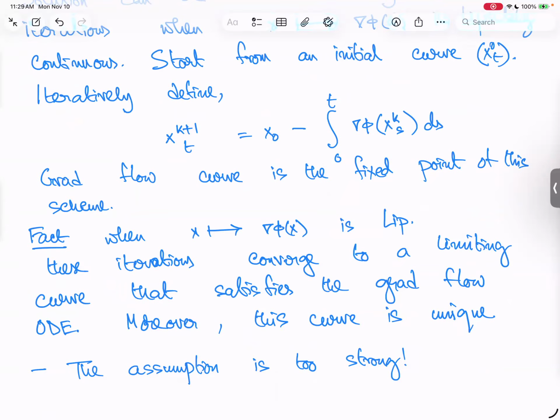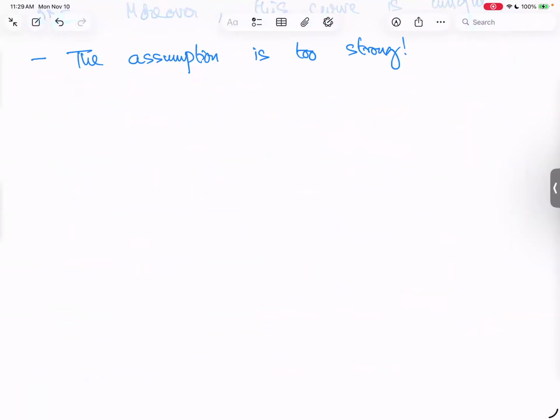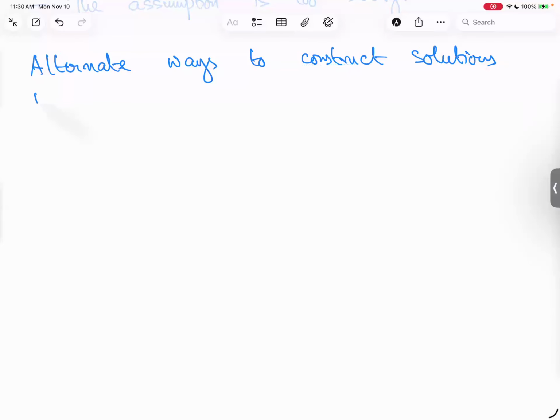Okay. So because this assumption is too strong, we have to come up with alternate ways in order to construct this gradient flow curve. And we'll show these alternate ways. These are the Euler iterations, also something that we have mentioned before, but let's see how they perform over Hilbert spaces. So alternate ways to construct this by discretization. Alternate ways to construct solutions is via Euler iterations.